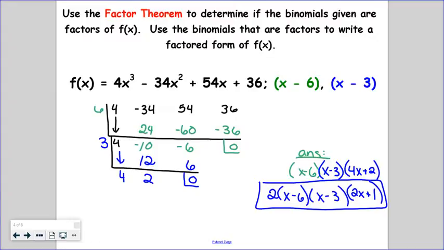Yes? It does not matter which one you do first. When I did like x minus, yep. Ooh. When you did the 4, negative 34.